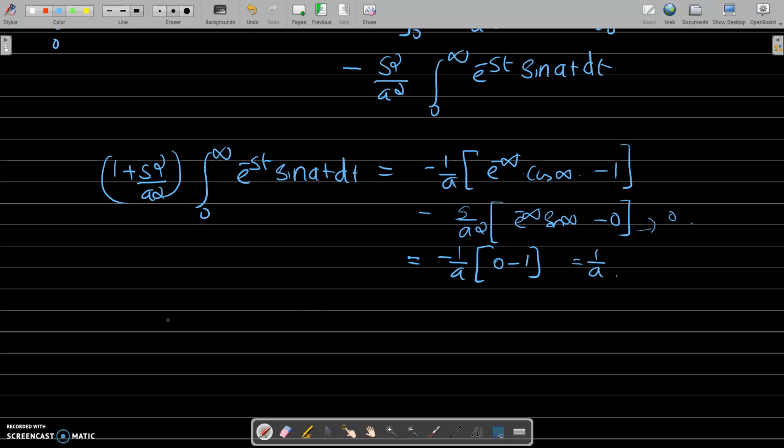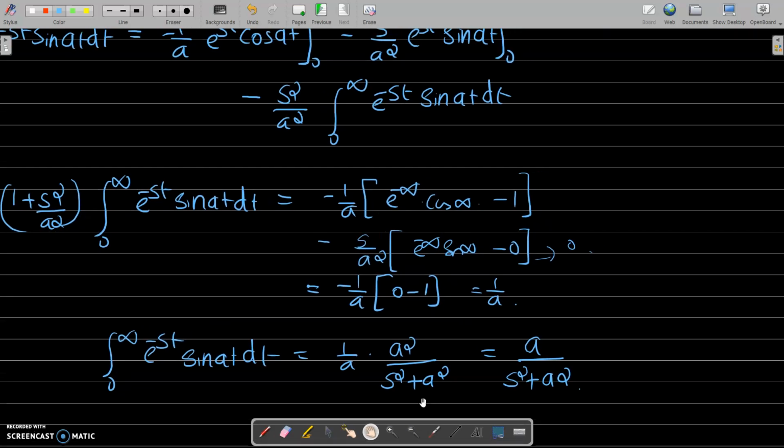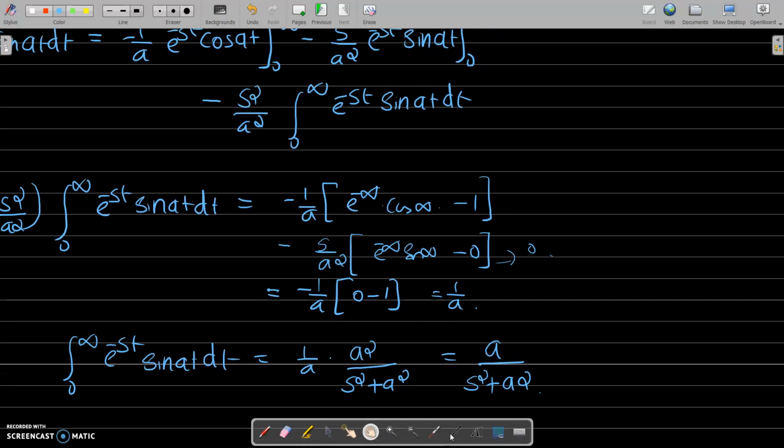So this is integral 0 to infinity e raised to minus st into sine at dt equal to 1 by a into a square divided by s square plus a square. So which implies a divided by s square plus a square.